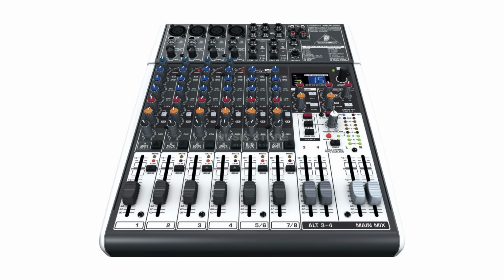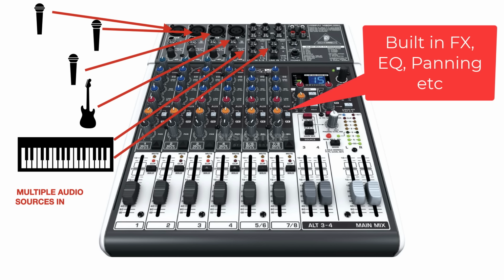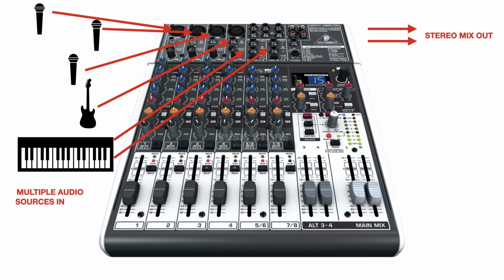Now this mixer has lots of inputs for various audio sources. You can connect mics, line level sources and so on. It has built-in effects, it's got EQ and panning, and this Behringer mixer can operate as a standalone mixer too. Do beware that not all USB mixers work as standalone mixers, so if that's important to you, make sure that you look for that feature.